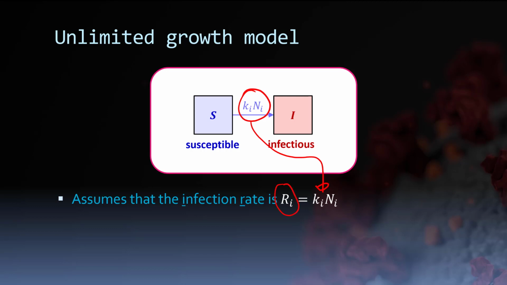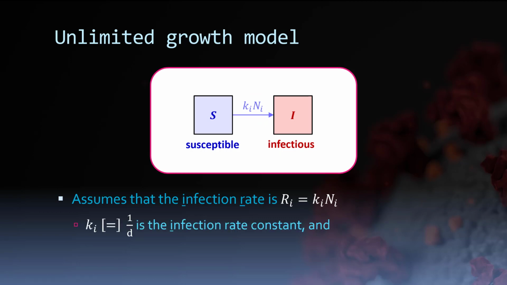Ri is a thing that we're going to be talking about. It's the infection rate, so the I goes there. The reason it's a double letter is because Ri is the infection rate. Ki, as we said, is the infection rate constant. So I've underlined the I here because there's an I in the rate constant.